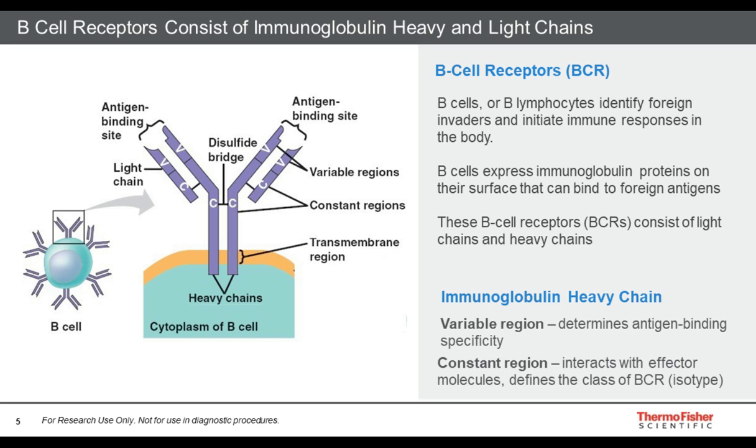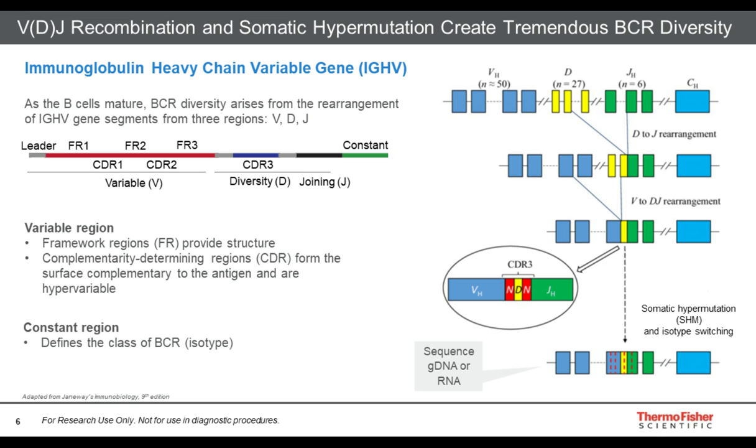Now, a B cell receptor is membrane bound, but the secreted form of the B cell receptor is called an antibody. And one of the reasons why there's such incredible B cell receptor diversity is through a genetic mechanism called VDJ recombination. And within this process, B cells actually alter their genome to create millions upon millions of different receptors. VDJ recombination refers to the recombination of tandemly arranged variable diversity and joining genes.